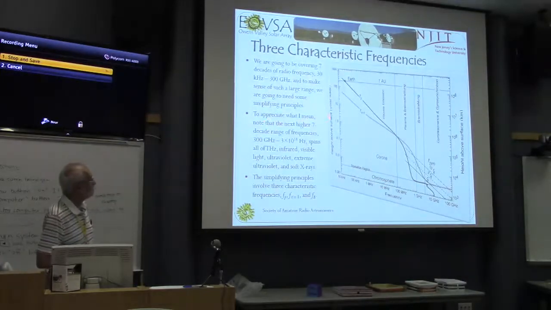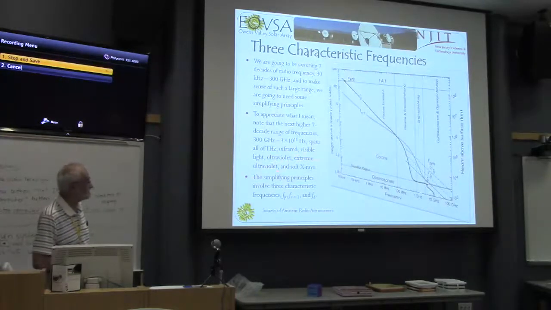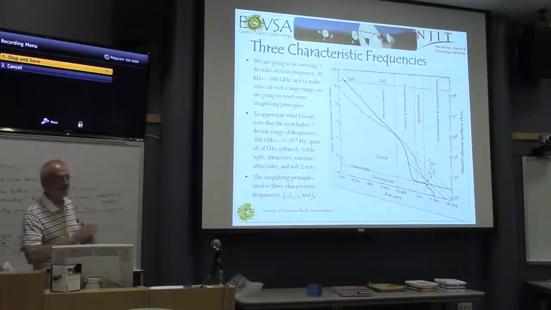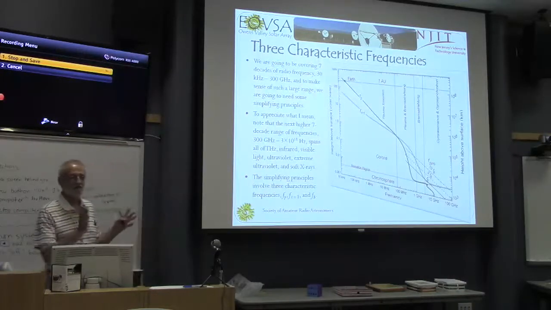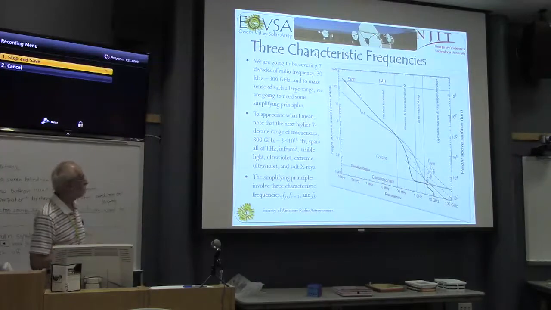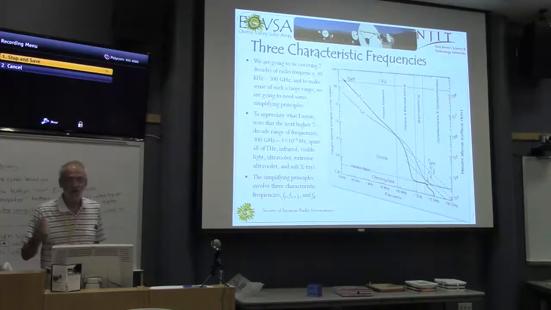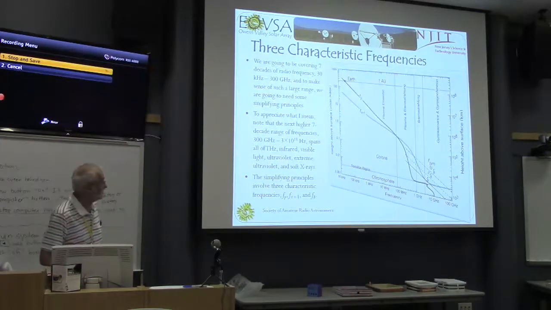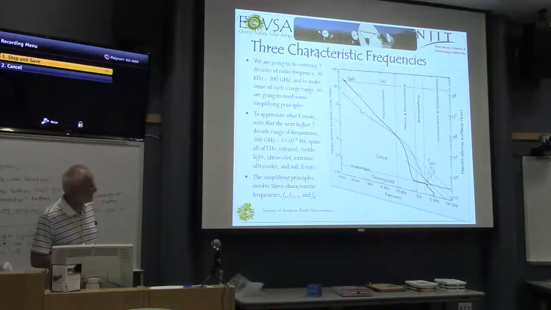So to appreciate what I mean by this large range of 7 decades, the next 7 decades of frequency encompass terahertz, infrared, visible light, ultraviolet, extreme ultraviolet, soft X-rays. You know, the phenomena are changing so much that we need different names for them, right? The same is true of the radio spectrum, and in fact, I can divide those into these 7 decades with names, and I'll go through those in a moment. But the simplifying principles involve 3 characteristic frequencies, which I'm going to call f sub p, f sub tau equals 1, and f sub p.